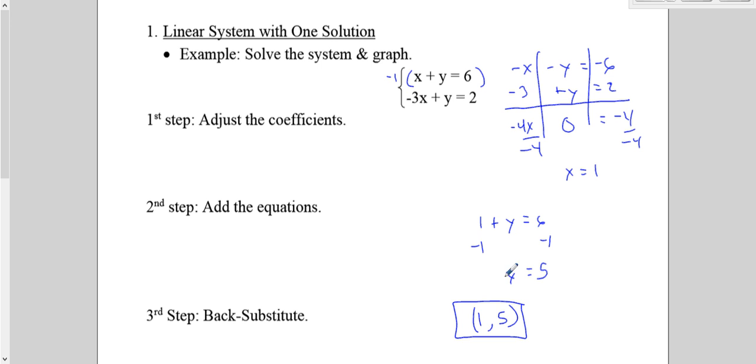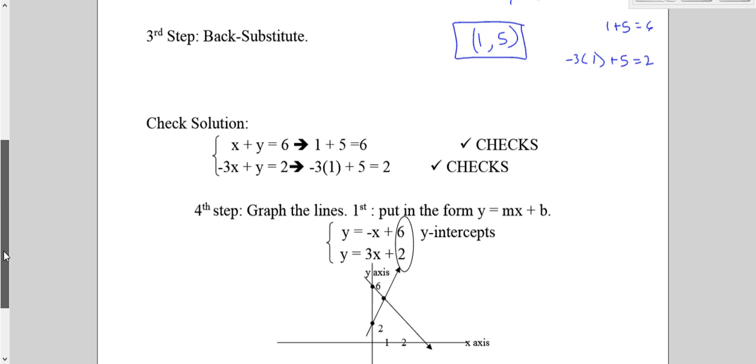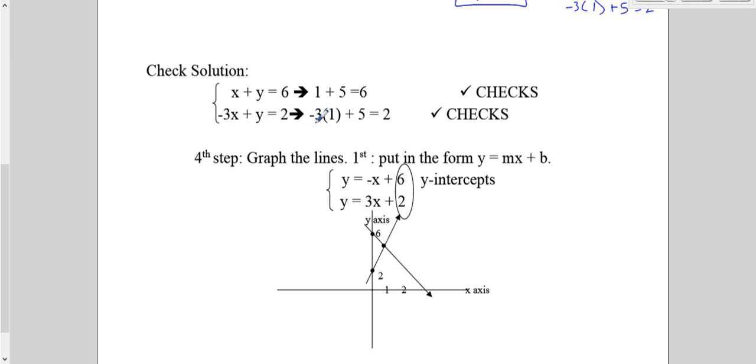Okay? And if I plug that back into the first equation, 1 plus 5 equals 6, and negative 3 times 1 plus 5, we're going to see if that equals 2. And I show that down here. Negative 3 times 1 is negative 3, plus 5 is 2, and that does work.